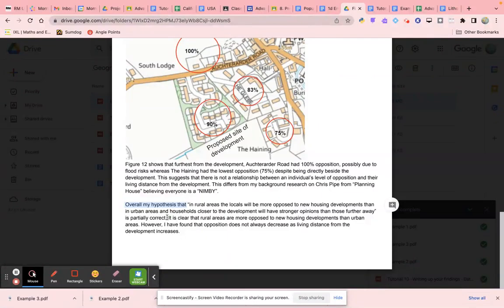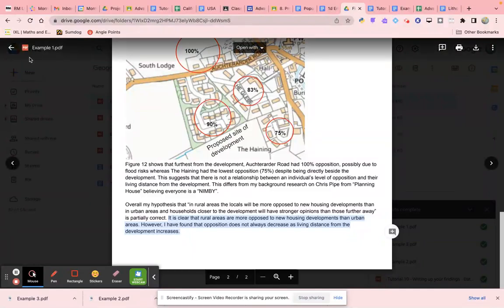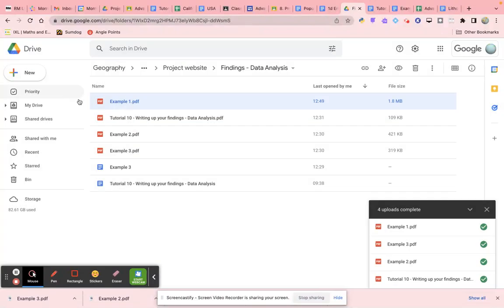Is it proven or not? This student has said it's partially correct. And then a kind of comment in terms of the overall aim in relation to this one research question. So there's one example of how a student has written their analysis.